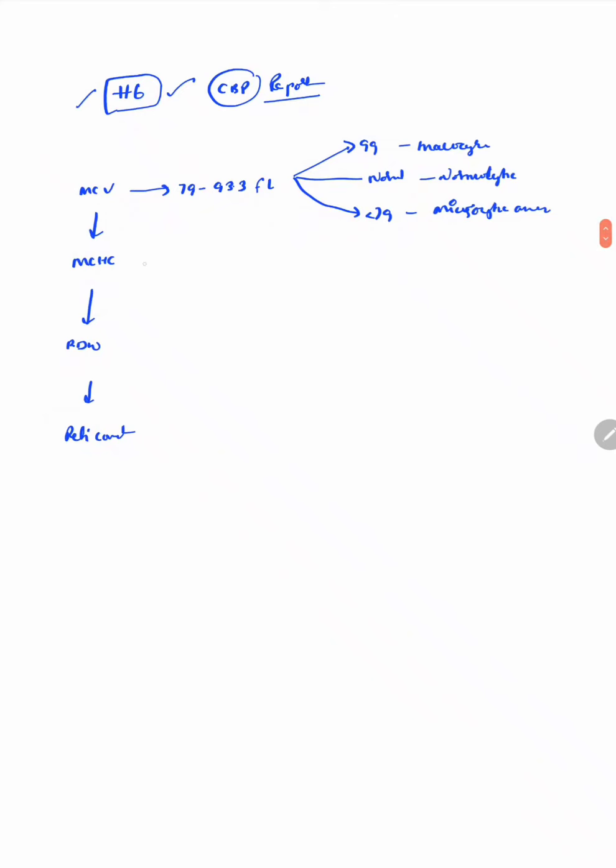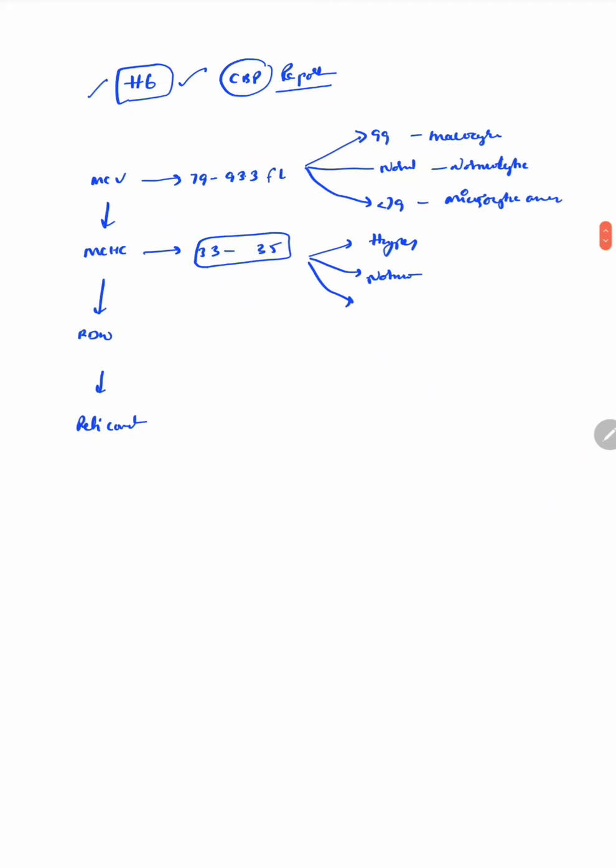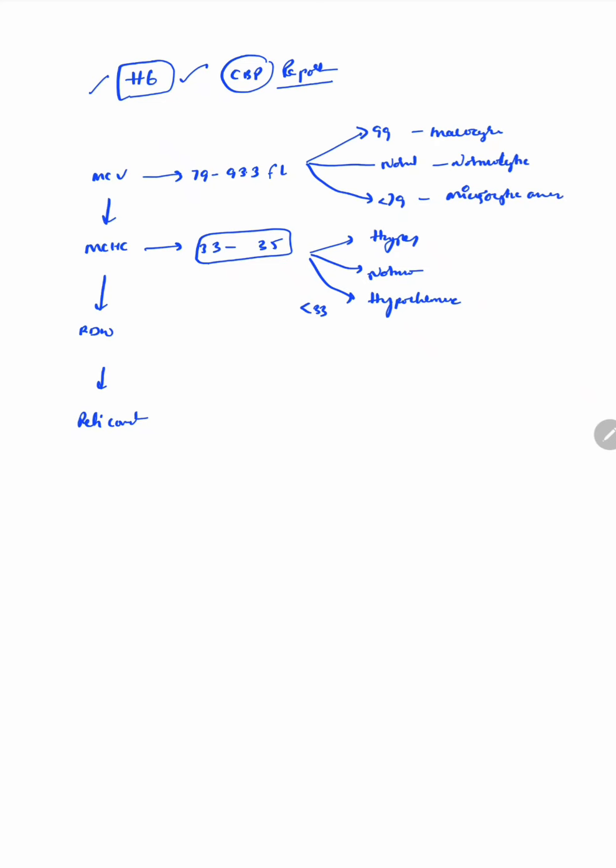Okay, next MCHC. Normal MCHC is 33 to 35. If it is more, it is hyperchromic. If it is normal, it is normochromic, and if it is less than 33, it is hypochromic. Next.